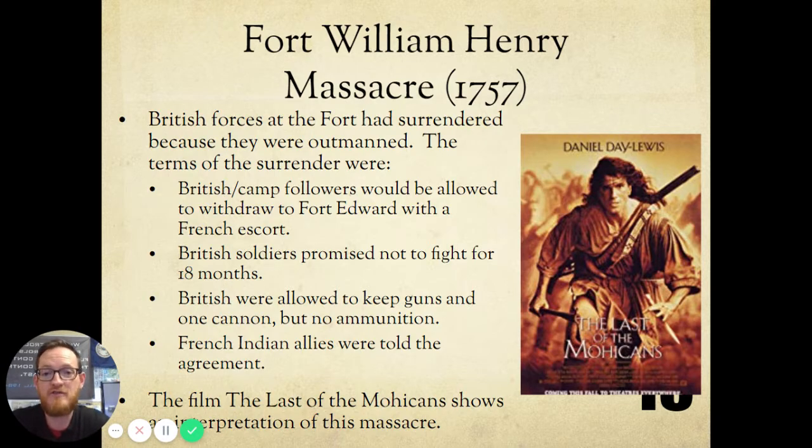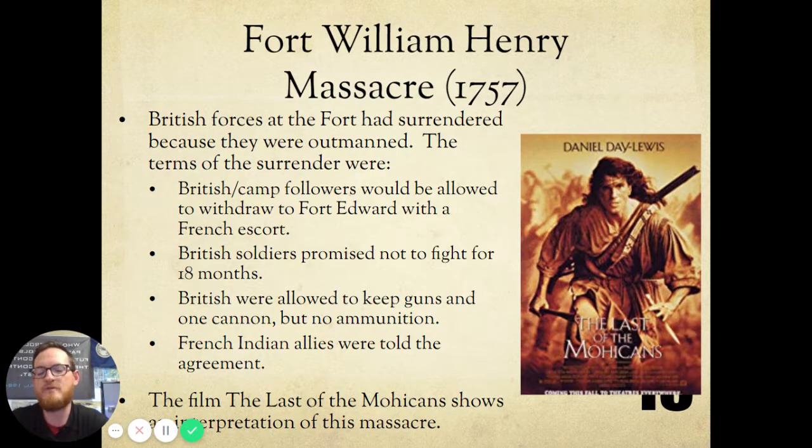The terms of the surrender were that the British camp followers would be allowed to withdraw. They would have a French escort. The British soldiers promised not to fight for 18 months. They were allowed to keep guns and cannon, but they couldn't keep any bullets with that. And the French Indian allies were told about this agreement. Now, with this, you're going to see that this would be a massacre that would happen.